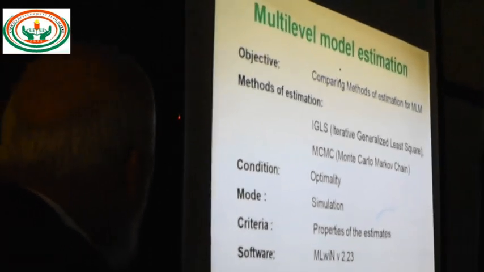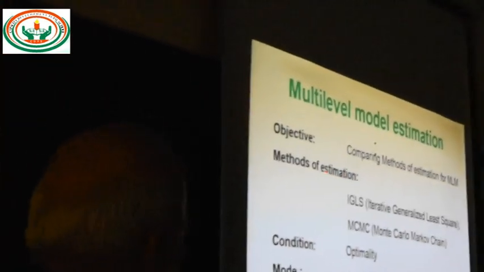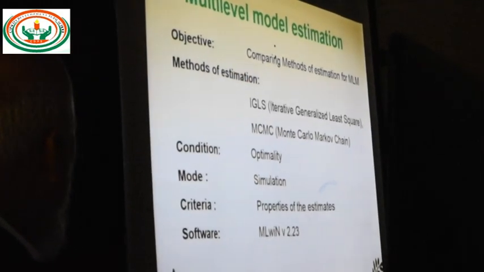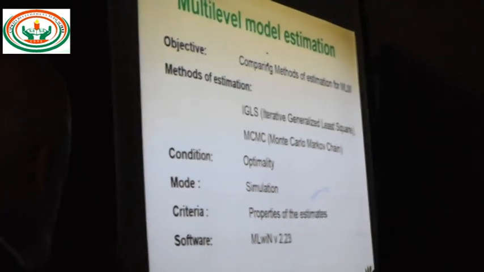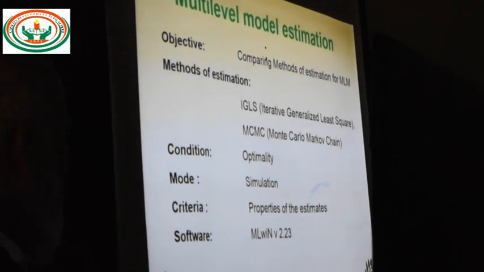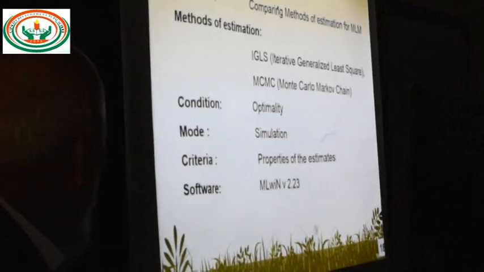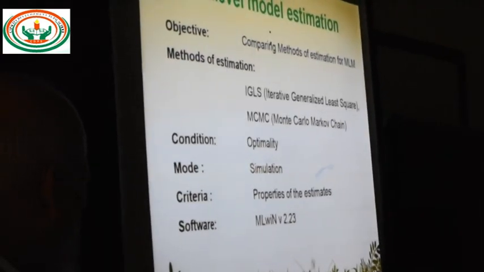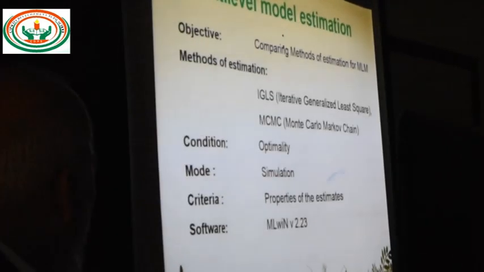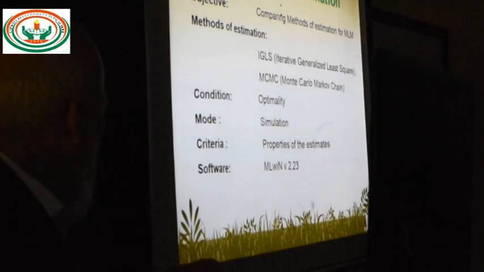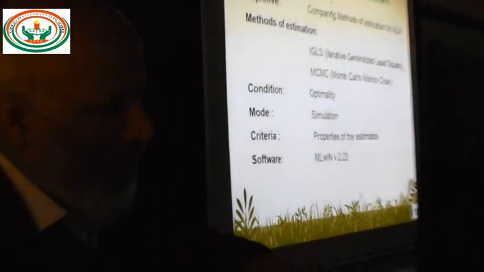Multi-level model estimation. The objective here is, of course, comparing methods for estimation. IGLS and MCMC are used here. We carry these out under optimality conditions, and the mode of analysis will be simulation. We will use simulation data and the macros involved for this simulation. Criteria are the properties of the estimates.